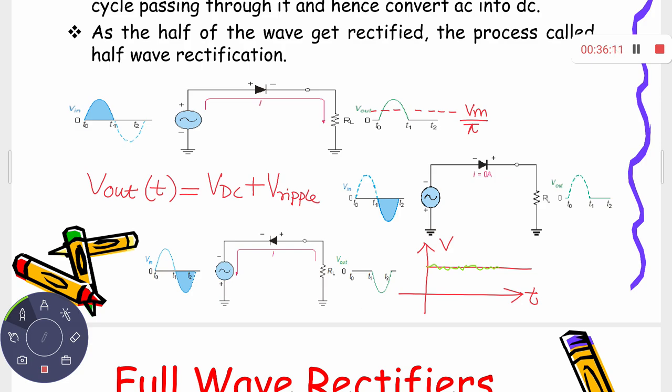So, how to calculate this one? RMS value of the ripple content. How can we measure this RMS value of ripple content? Sir, if you square V out minus VDC, then integrate, then take one by. So, mathematically, how can I represent the RMS value of the ripple content?